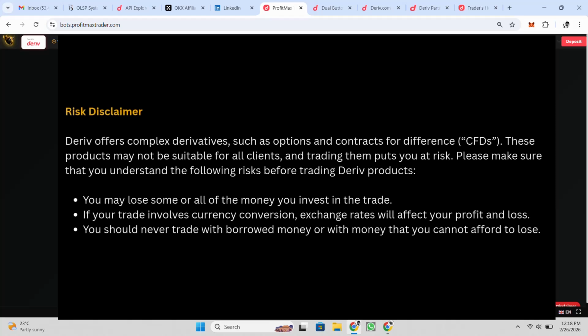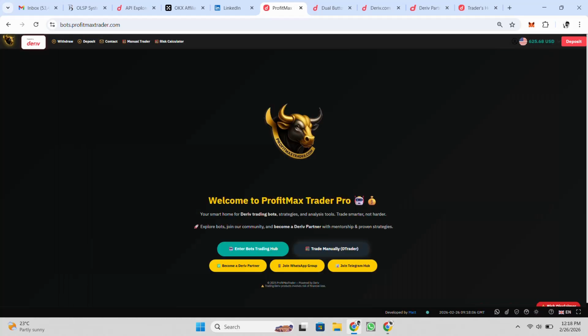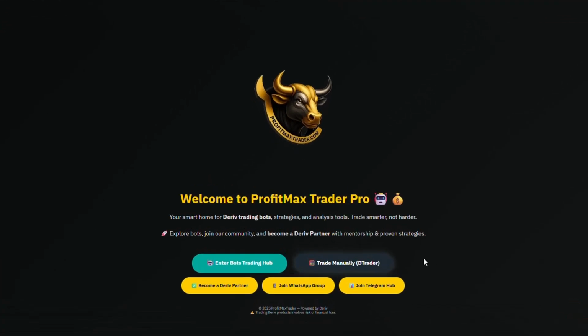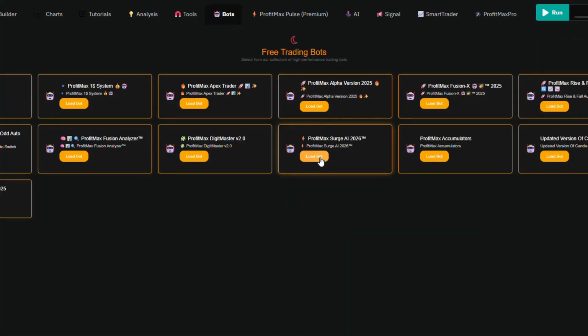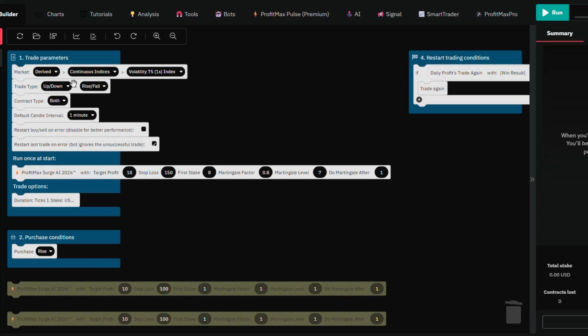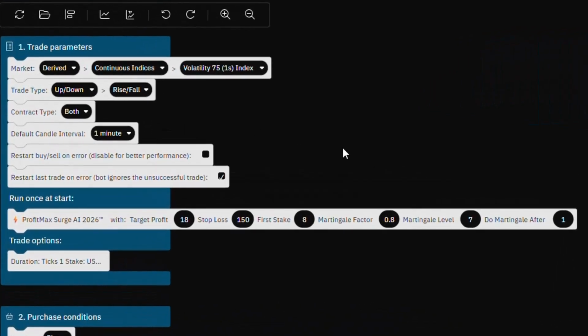Today we are going to see how you can identify rise and falling trades using price action. We are going to use the charts and also use the Surge AI engine for entry. The bot that we're going to use, and I always tell you because of the martingale factor, is the ProfitMax Surge AI Engine 2026. That is a bot. The parameters set there: we are doing rise and fall, Volatility 75 (1s).